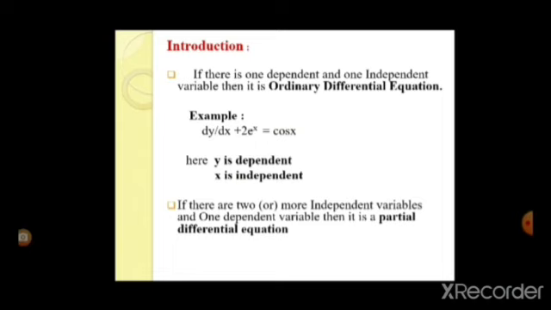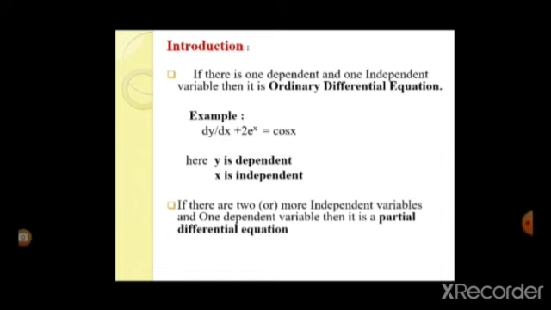Coming to the next slide, we have to start with the introduction part. Before going to discuss the definition of the partial differential equation, let us see the definition of an ordinary differential equation. An ordinary differential equation is nothing but an equation which involves one dependent variable and one independent variable. Then we can say it is an ordinary differential equation.